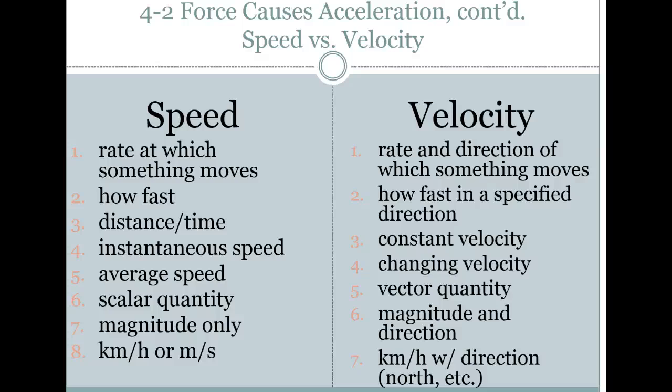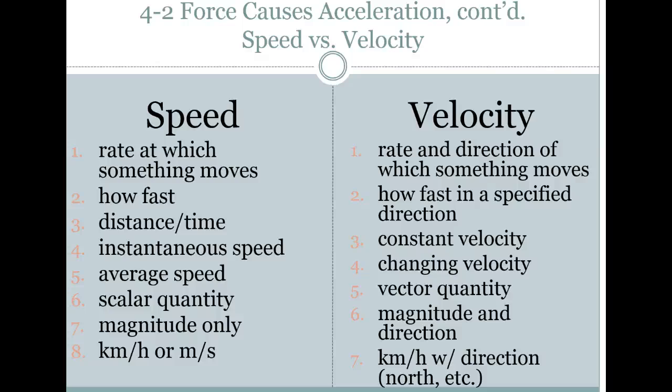And this diagram here shows you the difference between speed and velocity. Speed, when we look at it, is the rate at which something moves. How fast, distance over time. We have instantaneous speed and average speed. It's a scalar quantity because it's magnitude only and can be represented as kilometers per hour or meters per second.